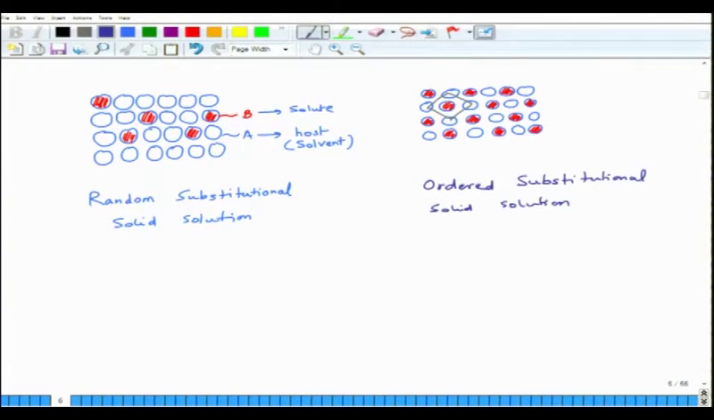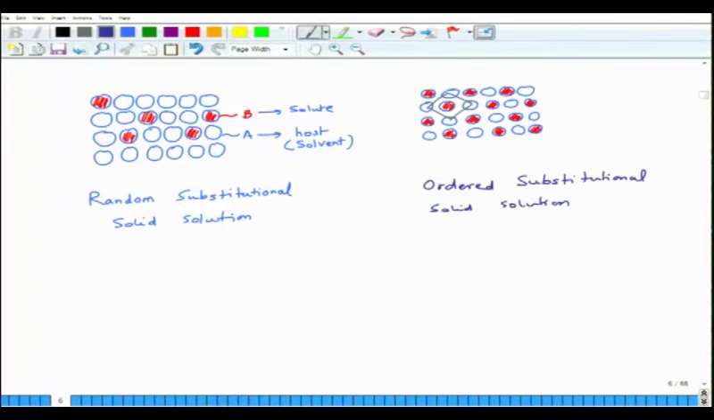This typically happens when the impurity concentration is a little larger. So, random solid solutions form at lower concentrations typically, where it is within the solubility limit, and ordered substitutional solid solutions typically form at higher concentrations and they form different phases altogether, a different structure altogether. I will show you some examples in just a minute, and the interstitial example could be like this.